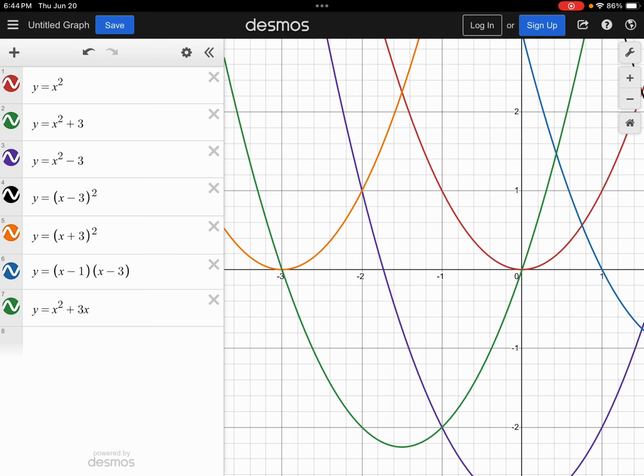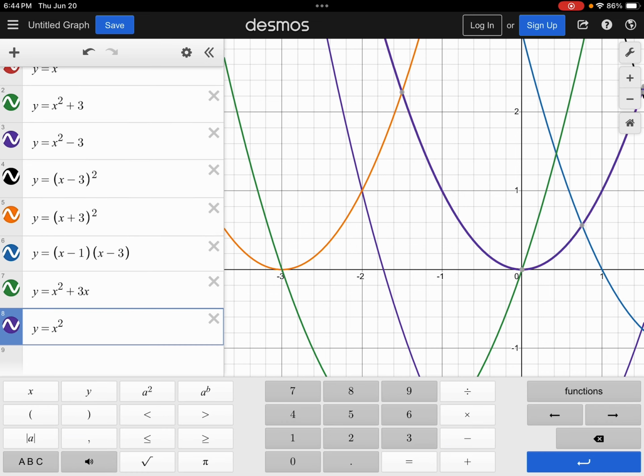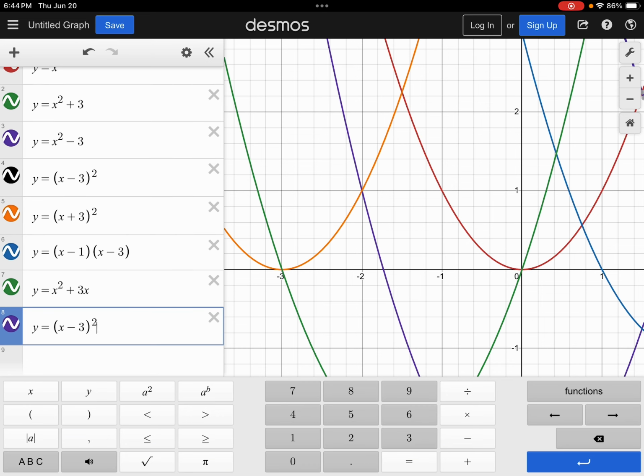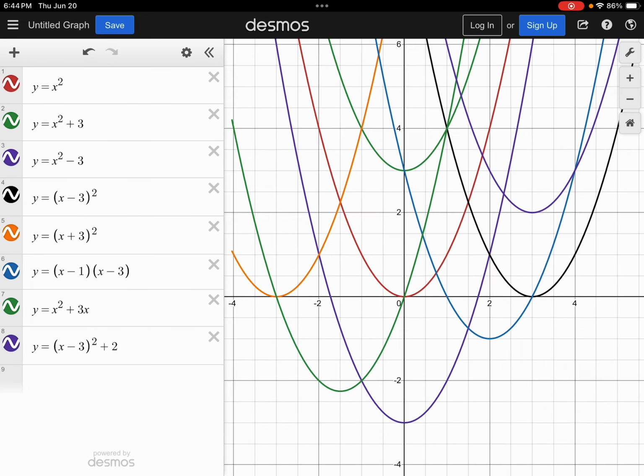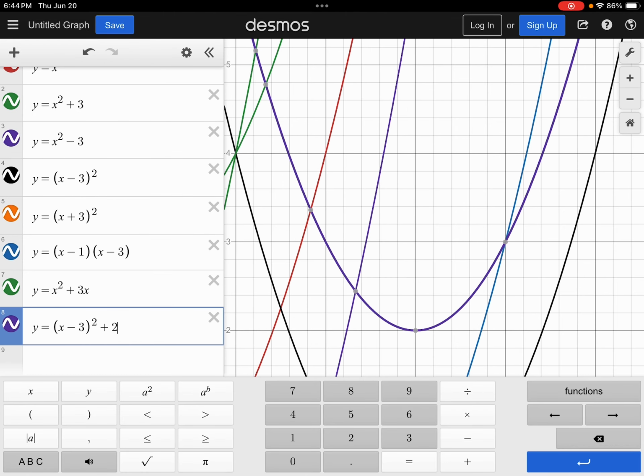And one other thing I want to cover is the last thing. What happens when we combine everything? So y equals x squared. Let me do the parentheses, I forgot to do that. Minus 3, close parentheses, plus 2. So that is this parabola. Now the solution to the equation of x would be nothing because it doesn't have any x-intercepts.